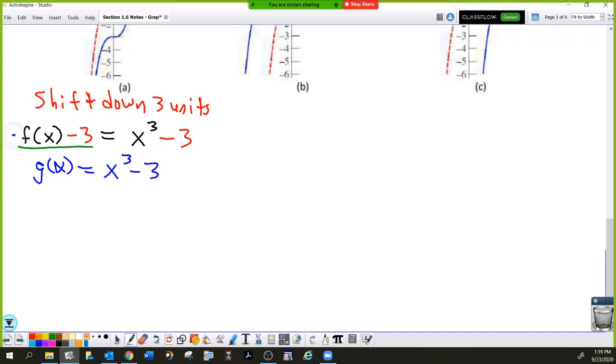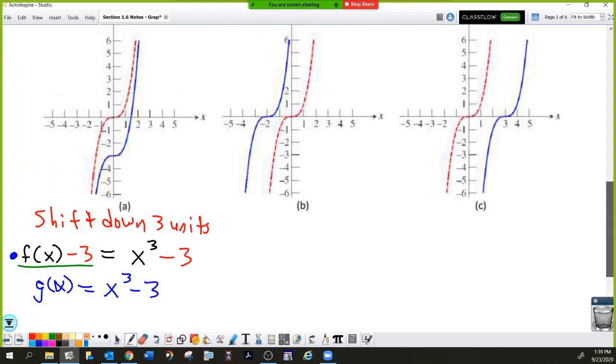Treating it as an equation that has been altered on the left and right is what makes these much easier to do, as long as you remember the 10 rules and know that inside changes are opposite, outside changes are same. If you can do that, you're in pretty good shape.